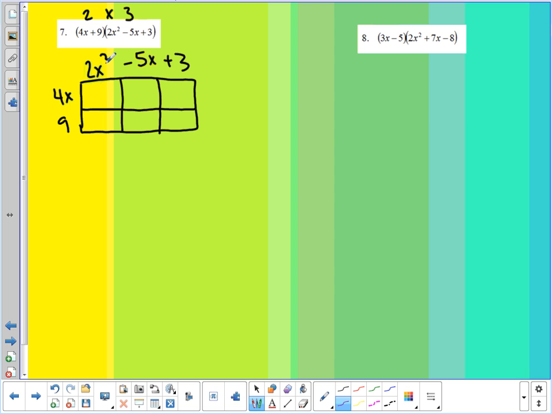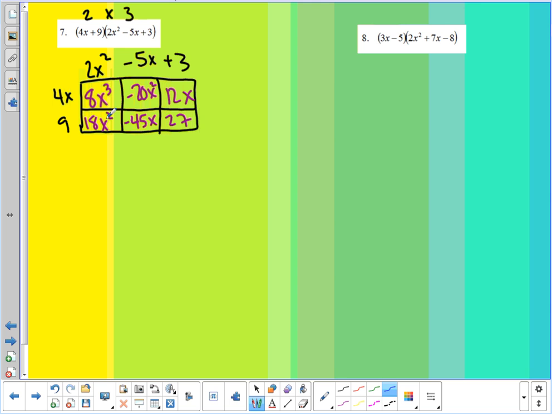4x times 2x squared is going to be 8x to the third. 4x times negative 5x is negative 20x squared. 4x times 3 is 12x. 9 times 2x squared is 18x squared. 9 times negative 5x is negative 45x. 9 times 3, 27.